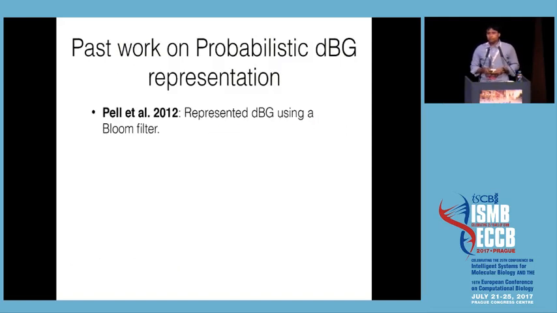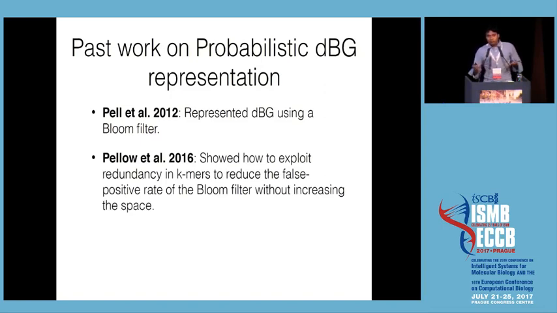In the past, people have worked to optimize the space usage of de Bruijn graphs by using an approximate membership query data structure to represent them. For example, Pell et al. first showed that you can use a Bloom filter, which is an approximate membership query data structure, to represent a de Bruijn graph. They also showed that if the error rate of the Bloom filter is less than 1%, then the overall structure of the de Bruijn graph is still intact. Pell et al. followed up on the work and showed that the elements inserted in the Bloom filter are not independent, and they can exploit this redundancy to reduce the error rate of the data structure without increasing the space.